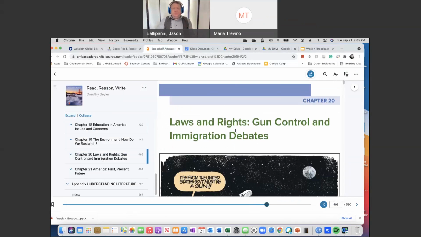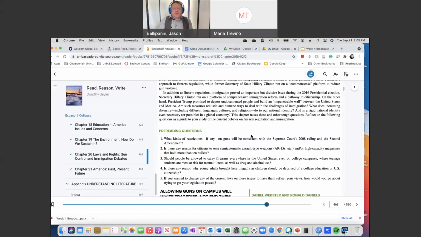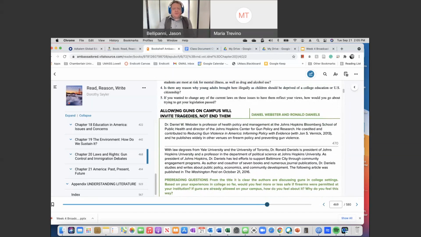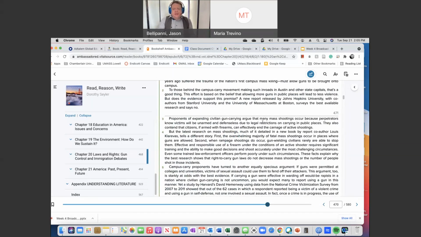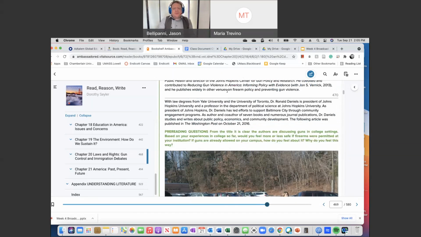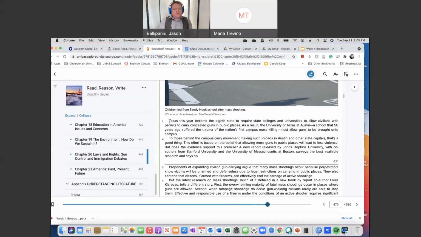Okay, so we have these 2 things. So laws and rights, gun control, and immigrant debate. Okay, so you scroll down, with pre-reading. Okay, so this is where you get to it. This is one article. Allowing guns on campus will invite tragedies, not end them. And then there's the authors. And they give a bunch of information up here, but it only starts under here. This is where the article starts, right?